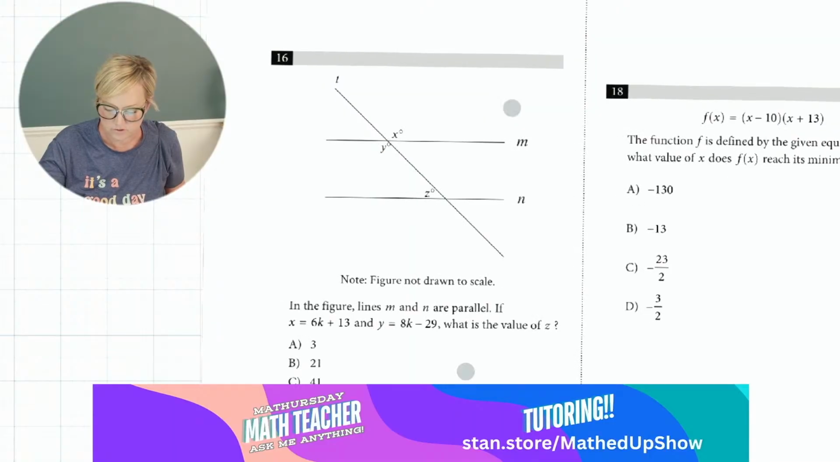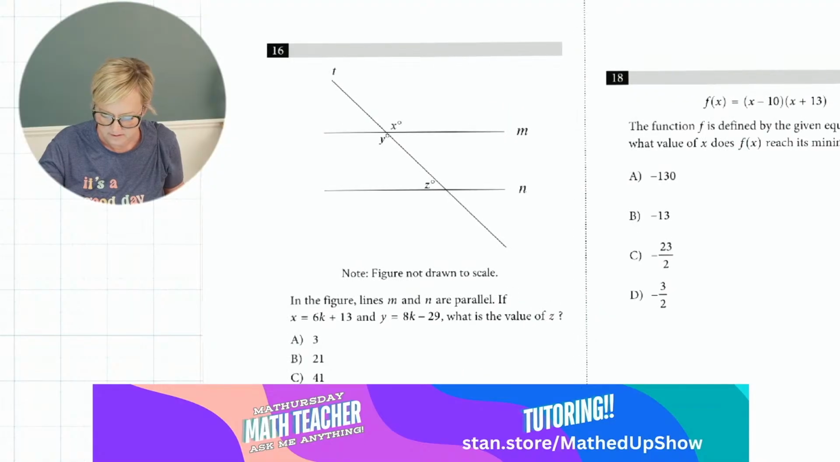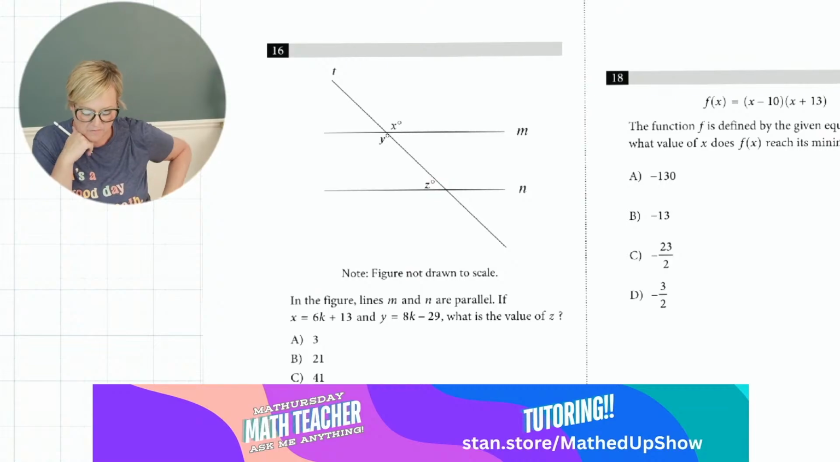All right, we got some transversals here. Okay, so in the figure, lines M and N are parallel. If x equals 6k plus 13 and y equals 8k minus 29, what is the value of z?